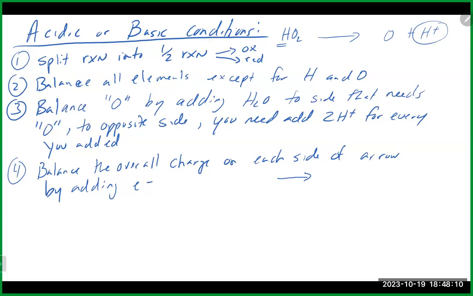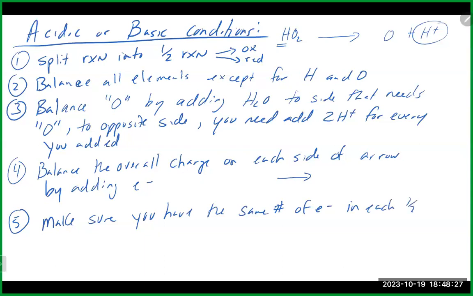Once you've done that, you want to make sure you have the same number of electrons in each half reaction. And if you do not, then obviously you might need to multiply by a common number like we did in the previous example. So if not, multiply.